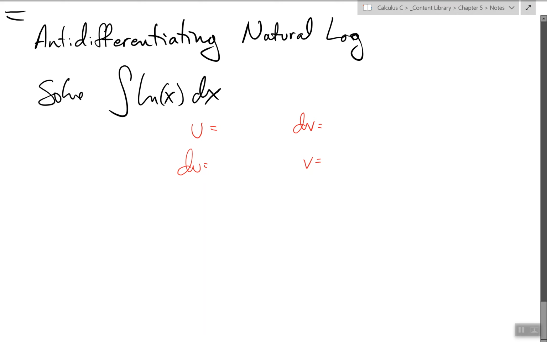Integration by parts always works. You can use it to integrate 2x. We just know how to do that with a much easier rule. So integration by parts always works. And for problems like this, it is the only thing that works.